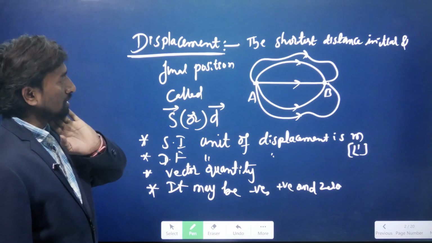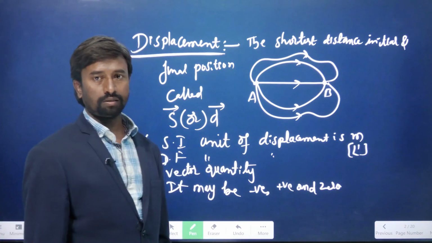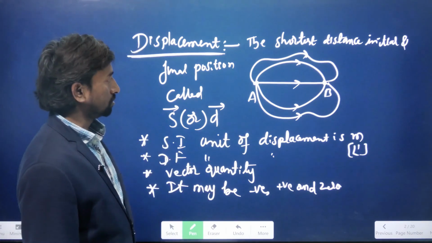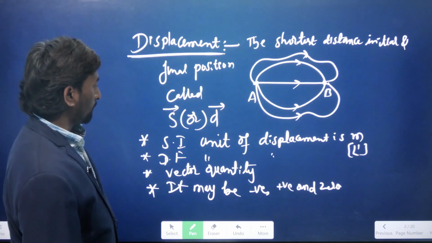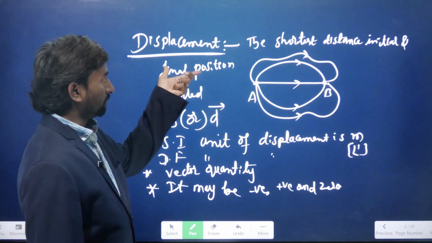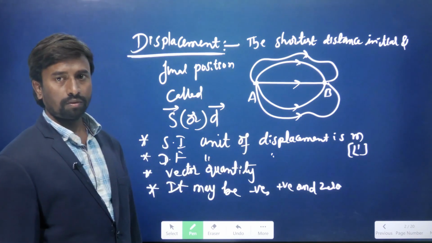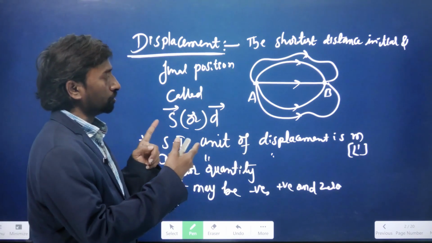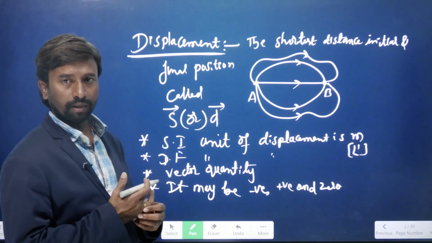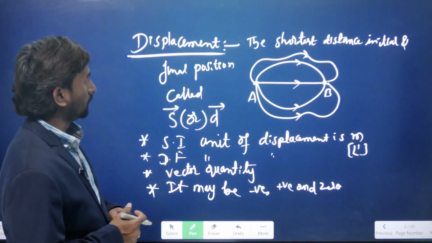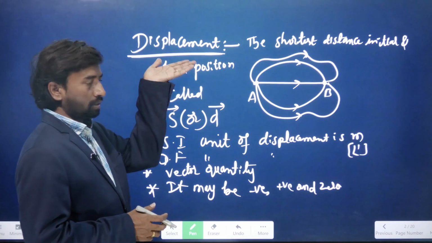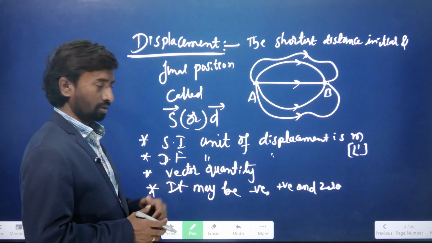So displacement will be the shortest distance and distance will be the longer distance. Always the displacement will be lesser than or equal to the distance. If the body travels in a straight line path, then distance will be equal to the displacement. But in all other cases, the displacement will always be a lesser value than the distance.